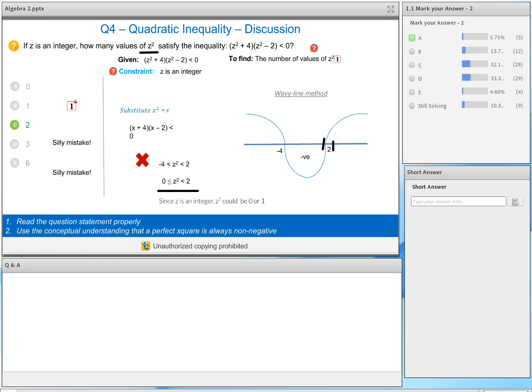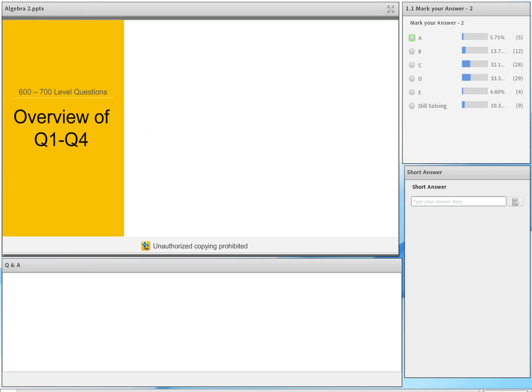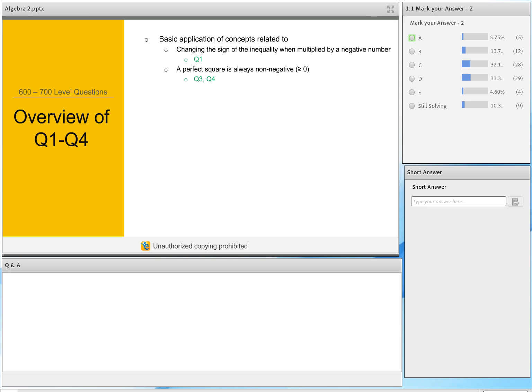All right. So let's do a quick overview of what we have learned from questions 1 through 4. Basic application of concepts related to that you change the sign of the inequality whenever you multiply it by a negative number. We saw that in question number 1. We also saw that a perfect square is always non-negative. Again, we saw that in the last two questions.